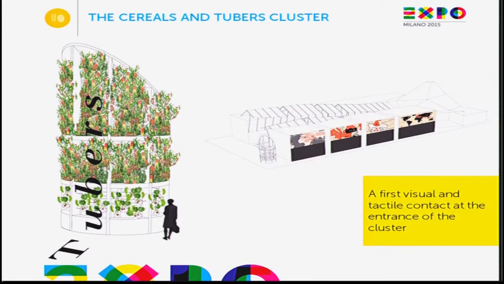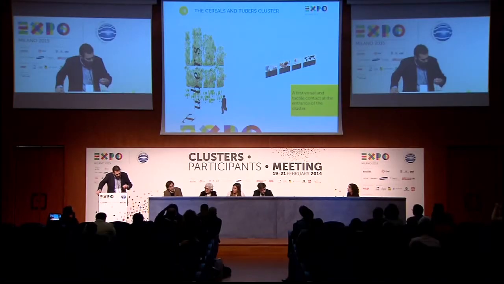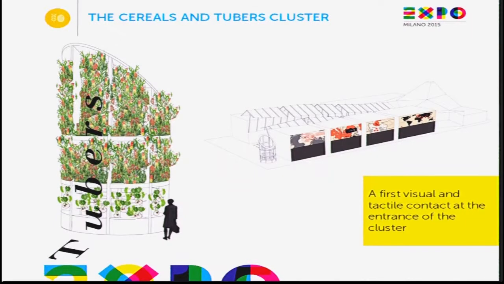So entering the cluster, the tower of the tubers is the first very next contact, tactile contact, direct experience with the living plants. People, children will touch the tubers, will see the tubers from a very short distance, having an emotional exchange with the living plants.